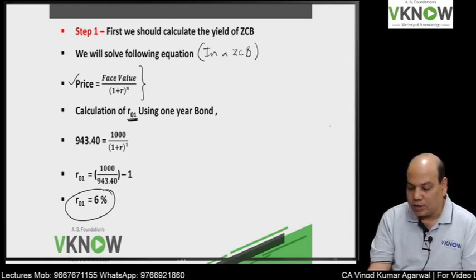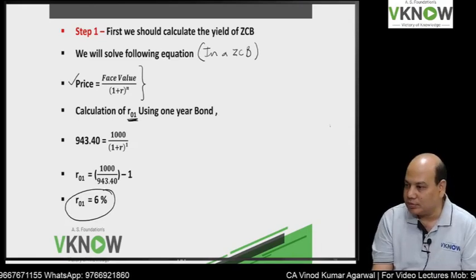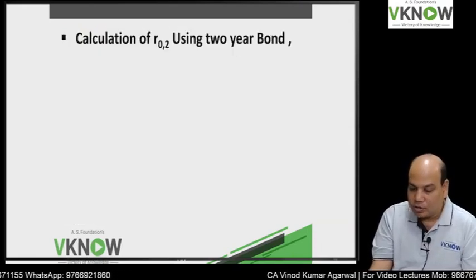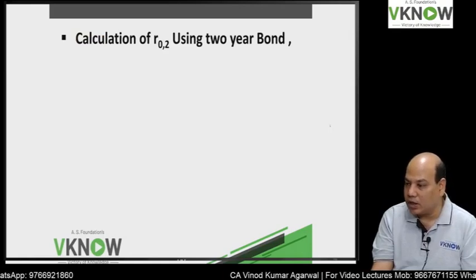You can directly take the difference and divide by 943.40. That is also okay. For a 1 year bond, you can solve by any method. Now below that write down the calculation of R02.